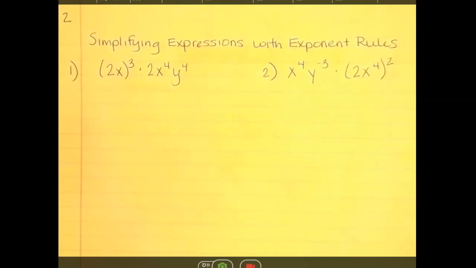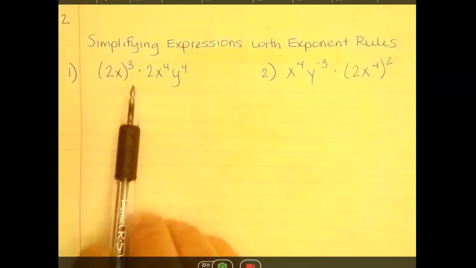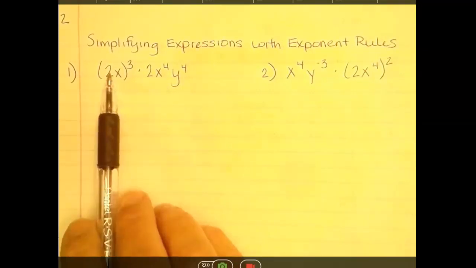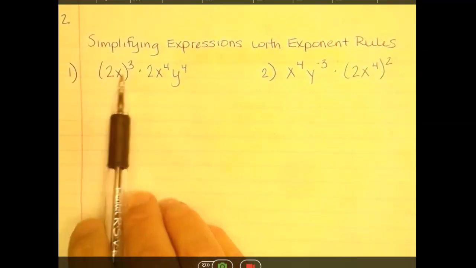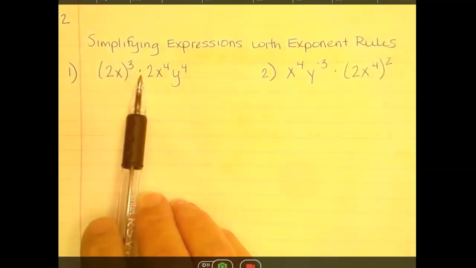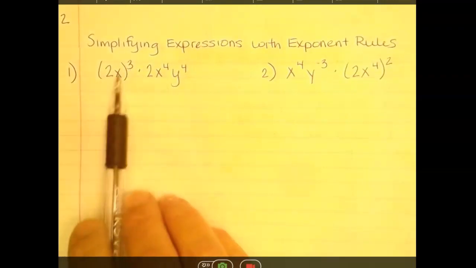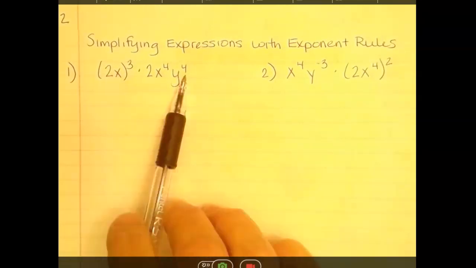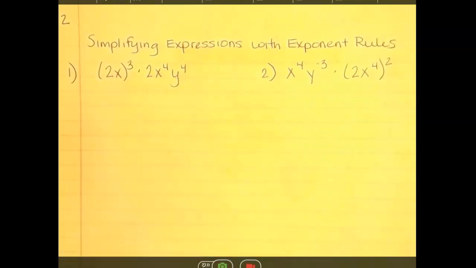So we're just going to talk through these and try to give you plenty of examples to work with, right? In this problem, we have the power rule, because we have something in parentheses to a power, and we have the product rule because we have variables over here and variables over here being multiplied. So we're going to use both of the rules, okay?